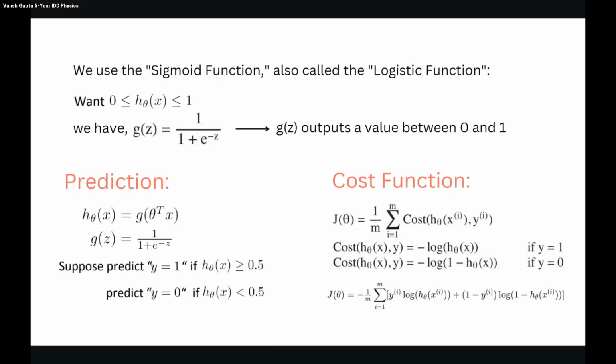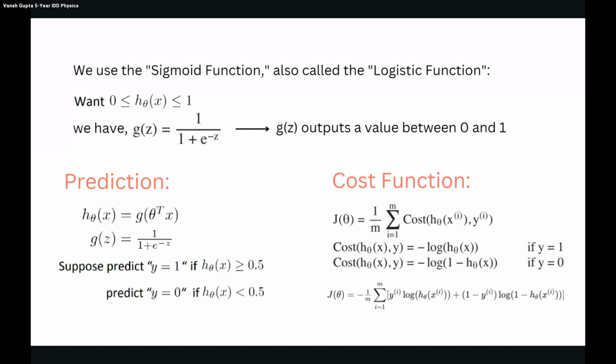Suppose the output is 1, and our model also predicts 1. What is log 1? It is 0. So we are getting 0 cost, and that is what we want. We want the cost to be less and less. Suppose the true value is 1 and we are predicting 0, then our cost function becomes minus log 0, which is an infinite value. So we don't want that.